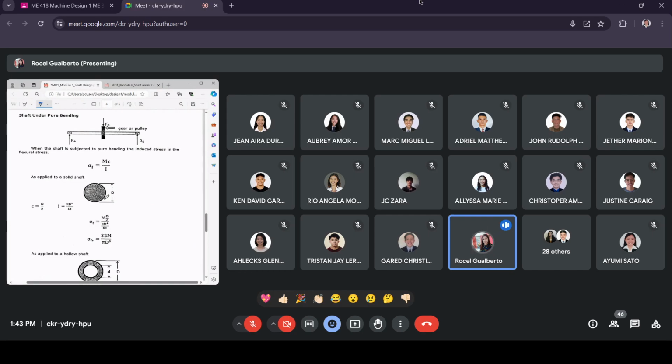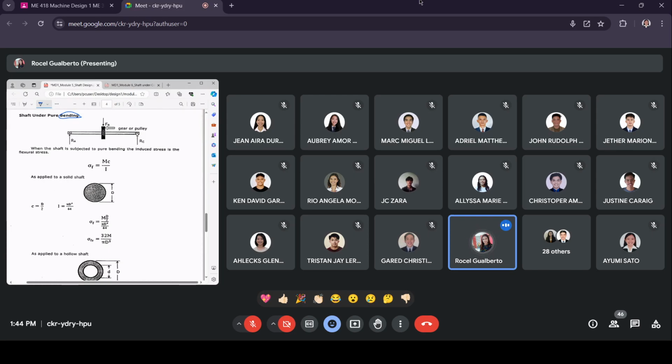So this time it's shaft under pure bending. How do you know that the shaft has a bending load? How do you know that there would be a bending load? That is if you see a gear or a pulley loaded to it, just like this one.